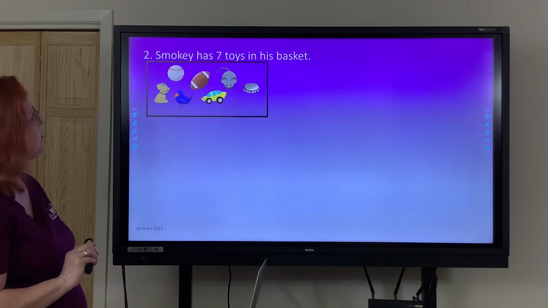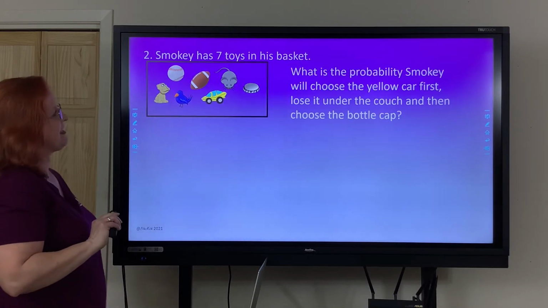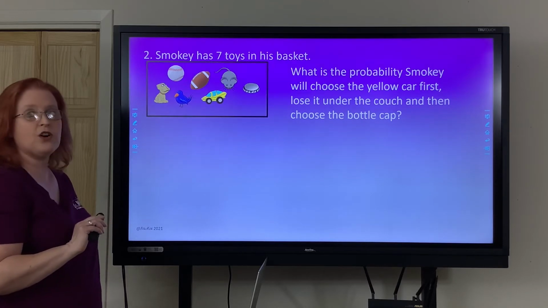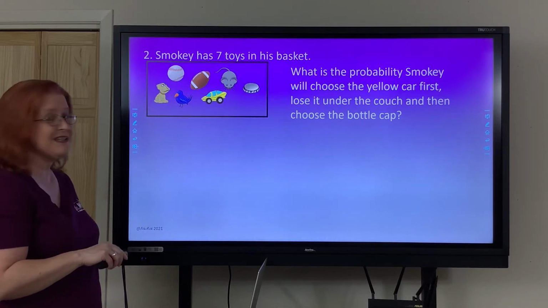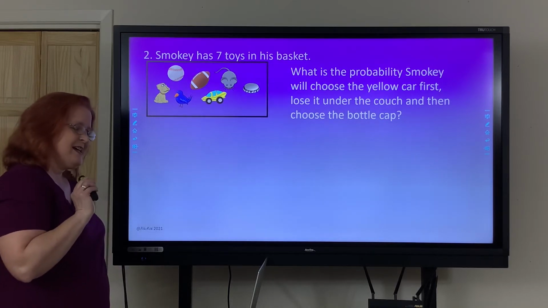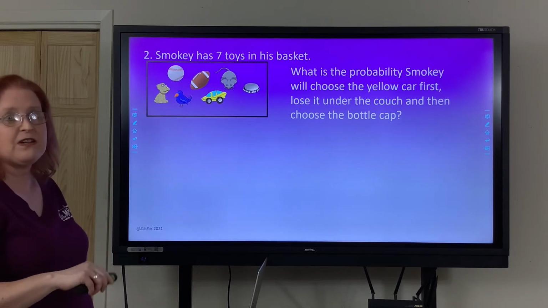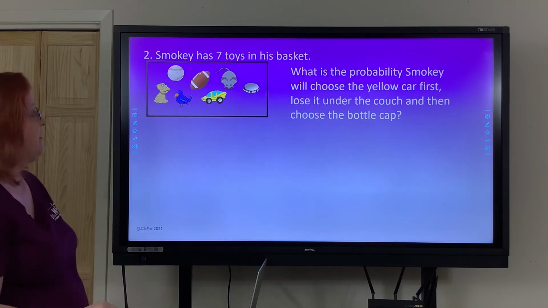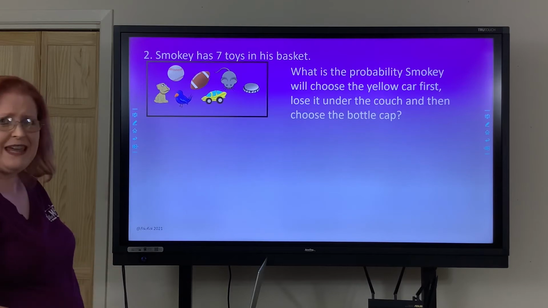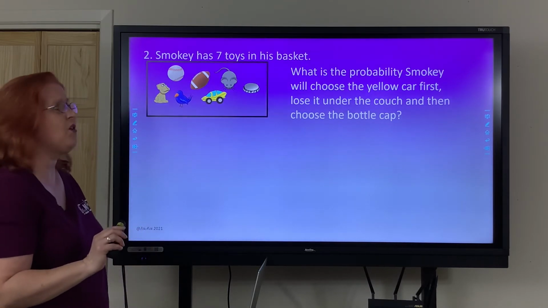Okay, so what's our question? What is the probability Smokey will choose the yellow car first, lose it under the couch, and then choose the bottle cap? Okay, the thing about losing it under the couch, if you've ever had a cat, everything gets lost under the couch. And our couches are just low enough that he can't get under there and get them. So we find his toys under the couch all the time.